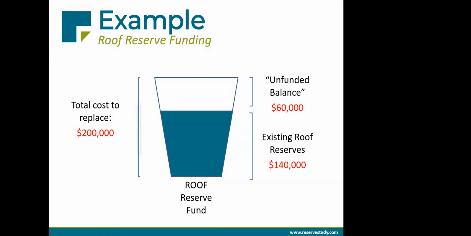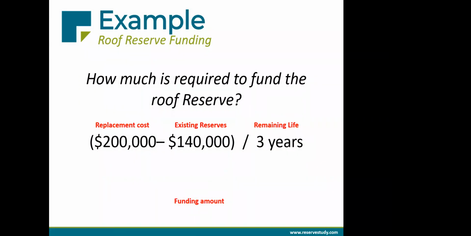All right, so if we put some actual numbers on this example, let's say that our total cost to replace the roof, we've estimated at $200,000. And let's say we've already got $140,000 in that roof reserve account. That means then we have an unfunded balance here of $60,000. Pretty simple math. Now what I need to do is determine how much I need to be funding this roof reserve going forward in my annual budget.